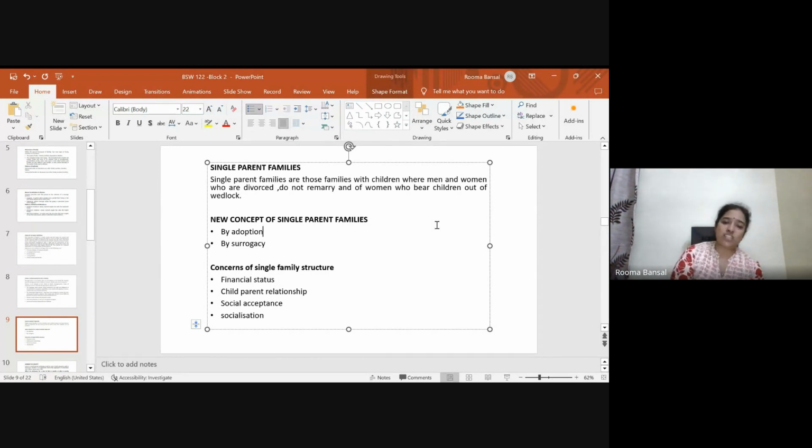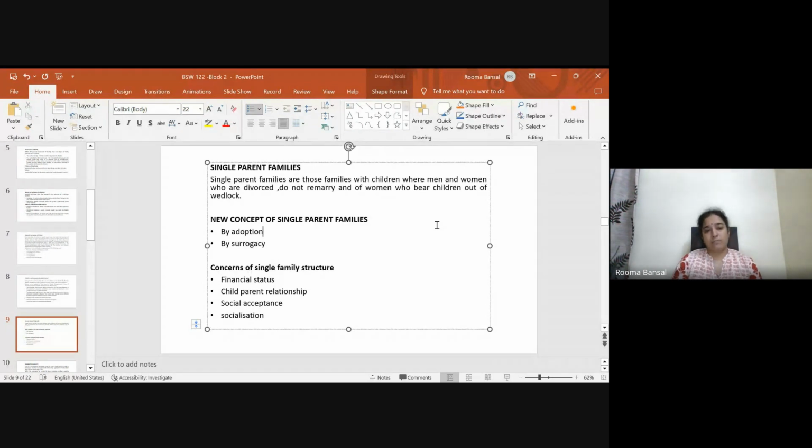Concerns of single family structure. Single family means single parent family structure. Number one, financial status. If the family structure is changed due to divorce or by the death of one parent, then it would be a concern whether the single parent is able to run the family or not, means financial status should be strong.